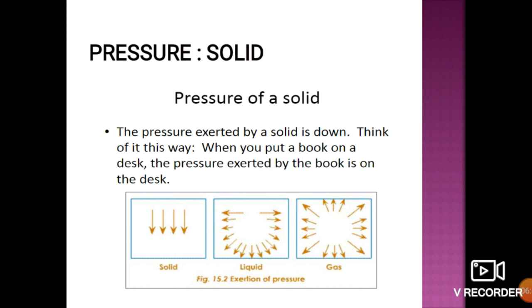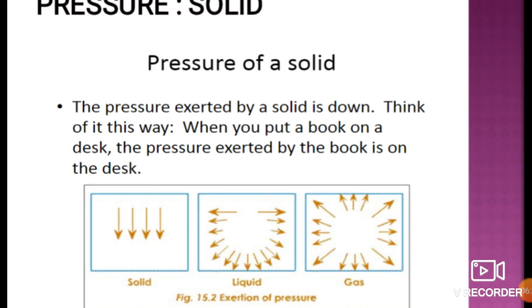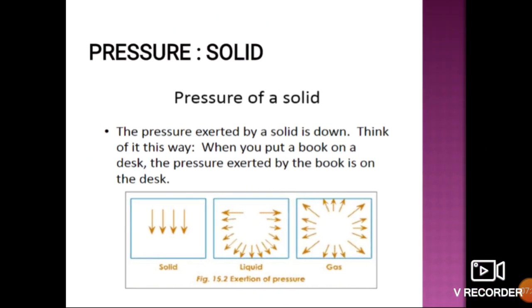Think of it this way. Suppose you put a book on a desk. What will happen, students? The pressure exerted by the book is on the desk, not on the opposite side or upward. The pressure acts only on the downward side. Whenever you place a book on the table, the pressure is exerted downward, not upward. So the pressure exerted by a solid is downward.